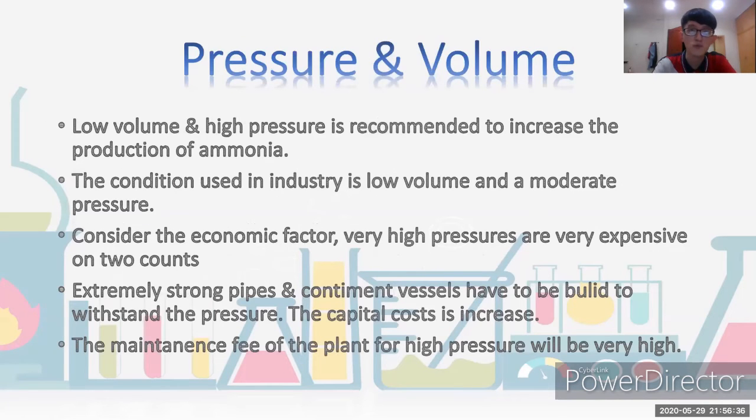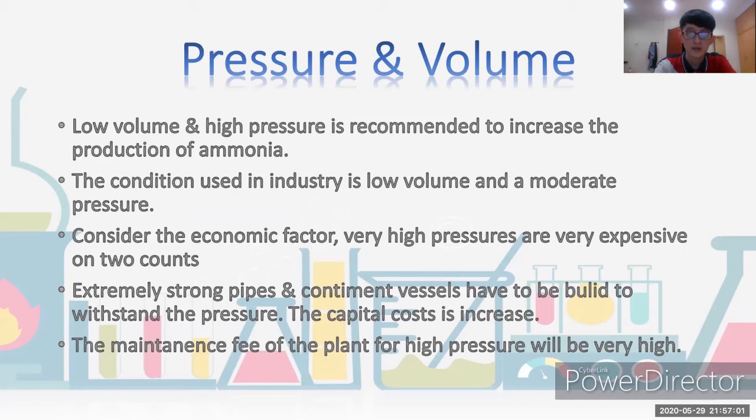Second will be pressure and volume. Low volume and high pressure is recommended to increase the production of ammonia. Well, the condition used by the industry is low volume and a moderate pressure, which is 200 atm.